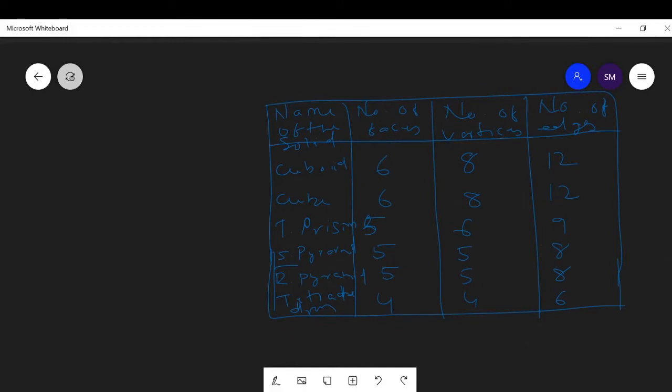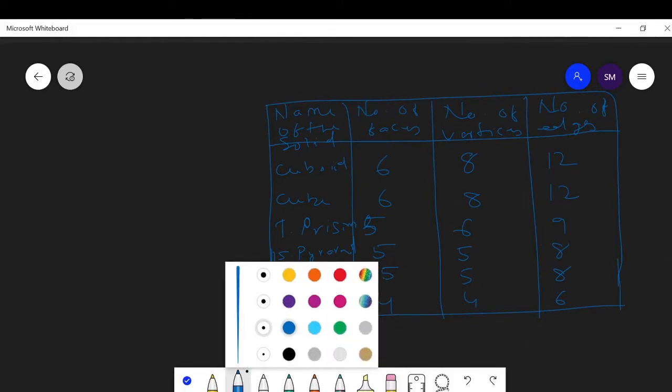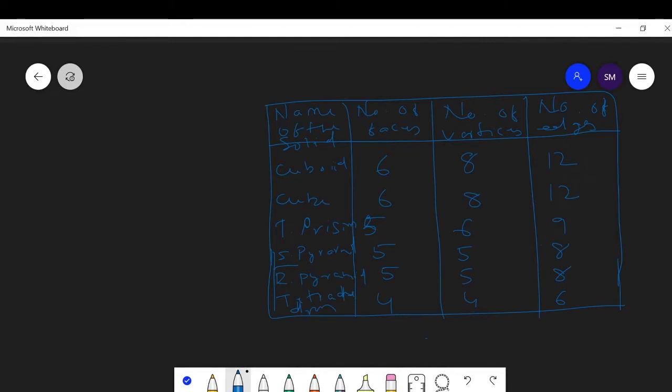Then let us see what Euler's formula says. Euler's formula is very important for 3-dimensional figures. All 3-dimensional figures satisfy Euler's formula. Euler's formula is the relation between the number of faces, number of edges and number of vertices: F minus E plus V is equal to 2. This is Euler's formula for 3-dimensional figures.